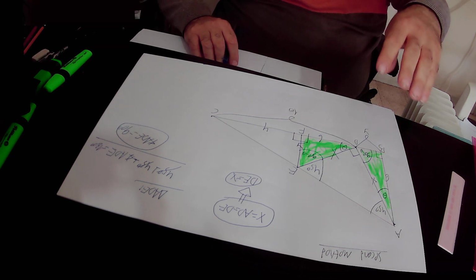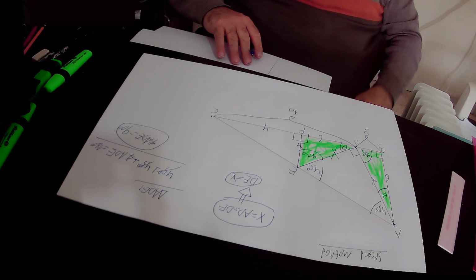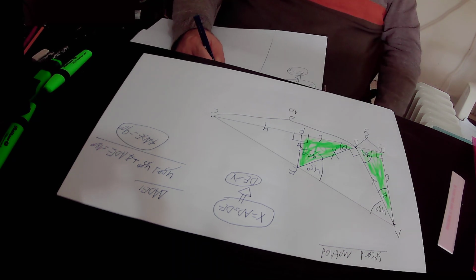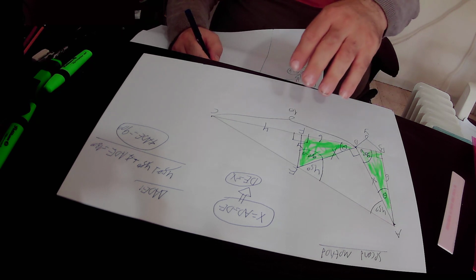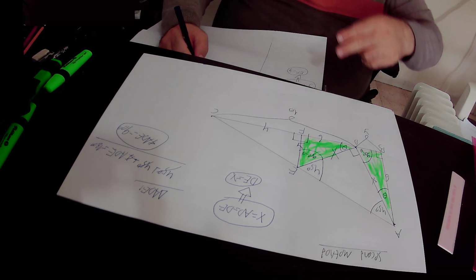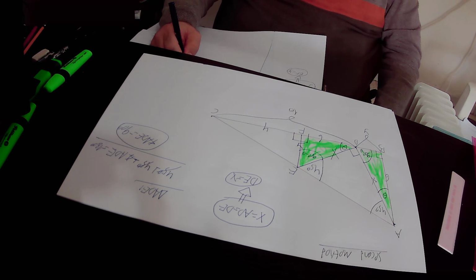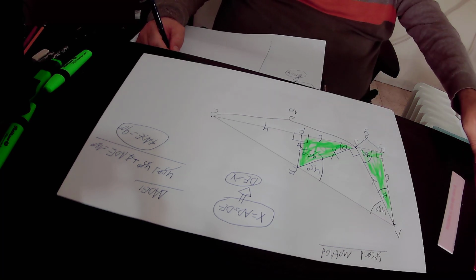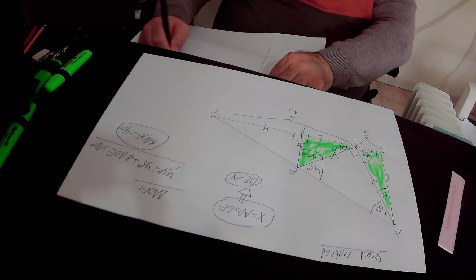Why are those two triangles similar to each other? So we will focus on the right big triangle, triangle ABC, and on the right small triangle, triangle EFC, and we will prove that those two triangles are similar to each other.